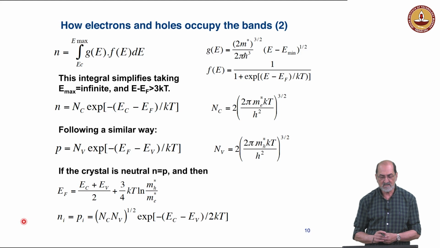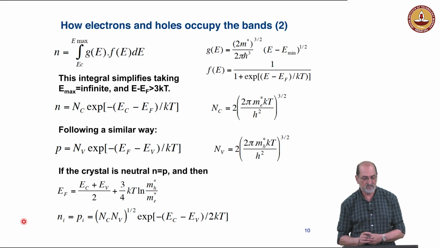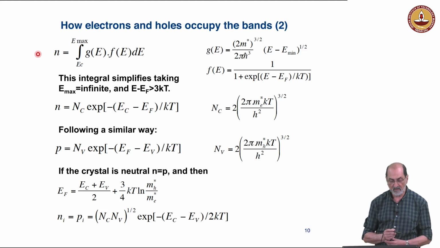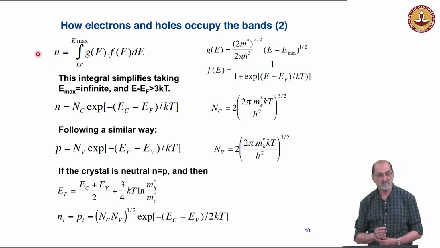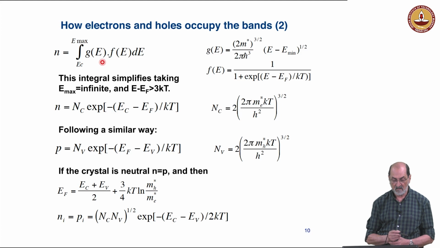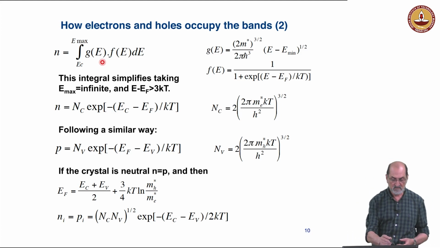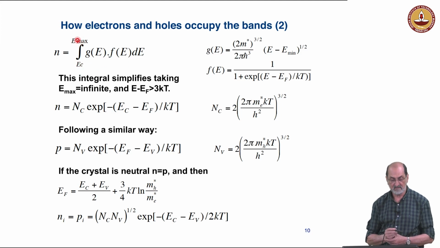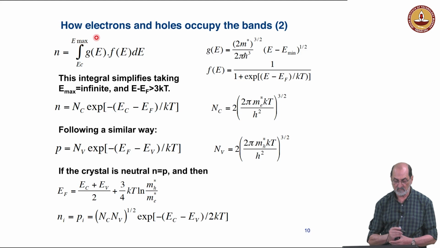Here we have some detail on how to obtain those formulas. We want to know how many electrons per unit volume we have. We have to integrate the density of states and the probability those states are occupied. And we have to integrate from the bottom of the conduction band, which is EC, to the maximum of that band.